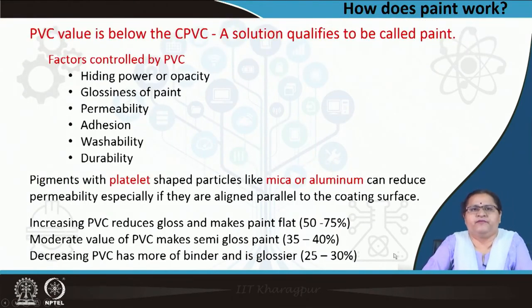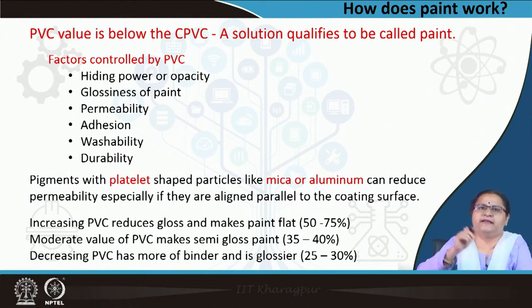So, PVC value is below the CPVC. Hope you all understood that. And if you know the CPVC, you will have to have the pigment added lesser than the amount which makes it or qualifies it for the CPVC critical value.